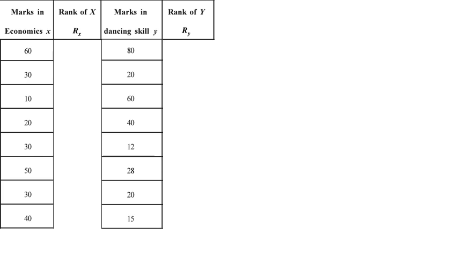For marks in economics, the first rank should be given to 60. That's the first rank, highest marks. The second rank is 50. Now the third rank is 40. After 40, as you can see, the next is 30. 30 has been repeated 3 times.